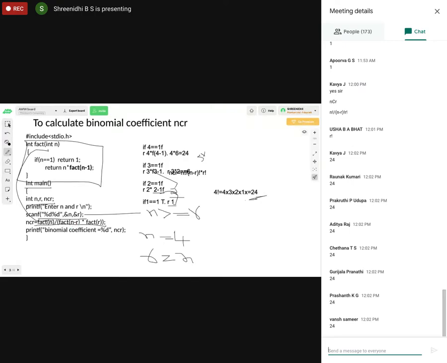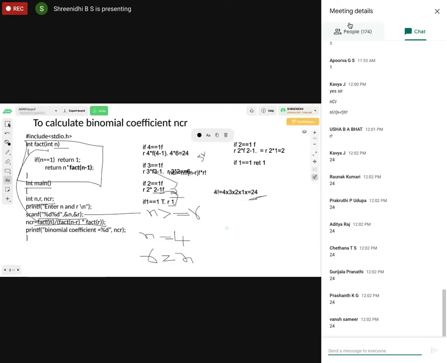Similarly, fact of n minus r, that's 4 minus 2 is 2. Fact of 2. What will be the fact of 2? First time I'll pass 2 here. So it will be the same thing. If 2 is equal to 1, false. So return 2 into fact of 2 minus 1. Second time, if 1 is equal to 1, return 1. So where does this 1 return? It returns to the previous call. It will be return 2 into 1, which is equal to 2. So my fact of 2 is 2.